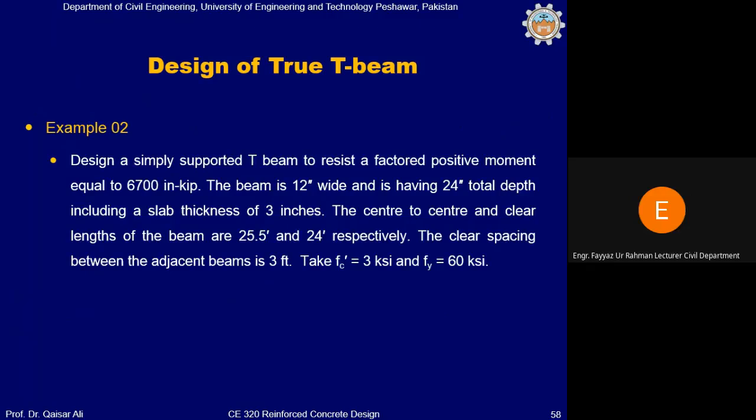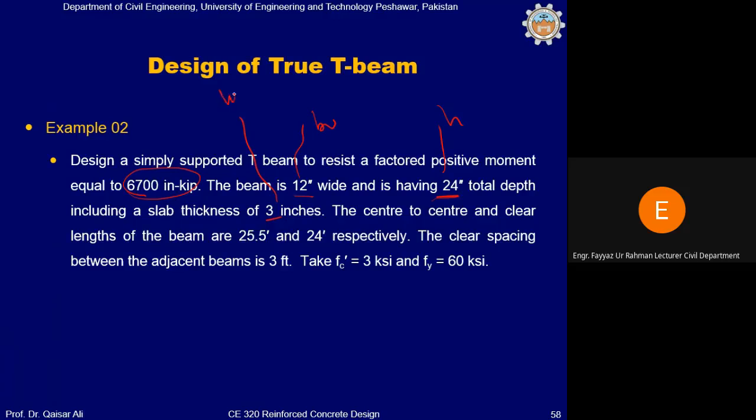This is another example. Design a simply supported T-beam to resist effected positive moment equal to 6700 inch kip. The beam is 12 inch wide, which means BW is 12 inch, having 24 inch total depth, H is 24 inches, including a slab thickness of 3 inches. So you see, 3 inch is not a regular beam slab system; this is basically a joist system in which the beams are provided at very close spacing.